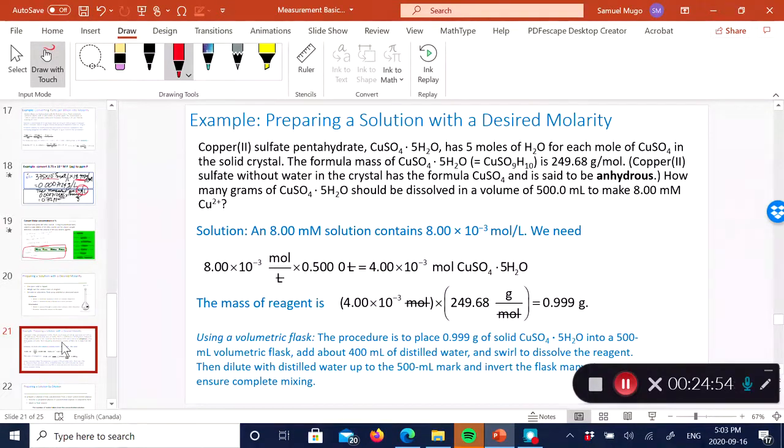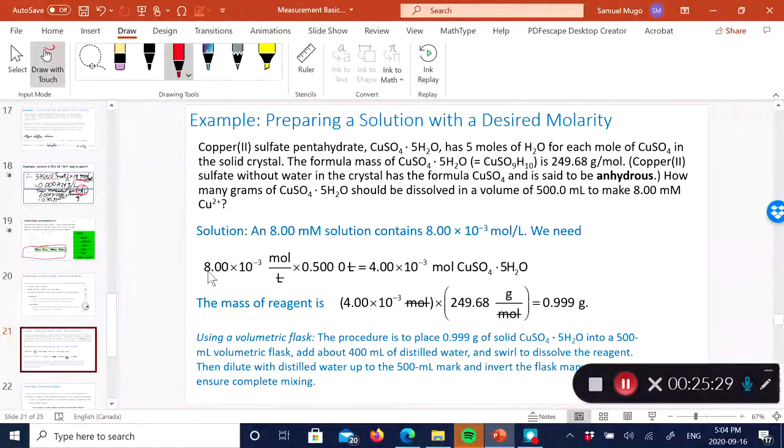So maybe a problem like this one, which is something that you can come across in the lab. Now, you've been asked to prepare a standard solution of 8 millimolar copper ions, and you've been given the salt, copper sulfate pentahydrate. So how do you do that? And you've been asked to make 500 mL of that 8 millimolar solution.